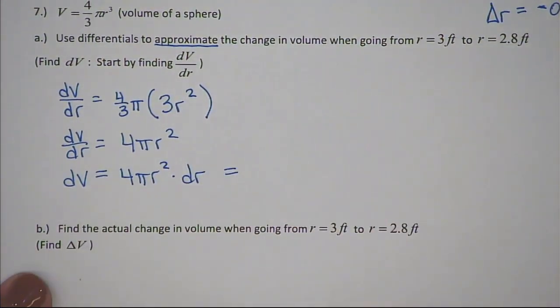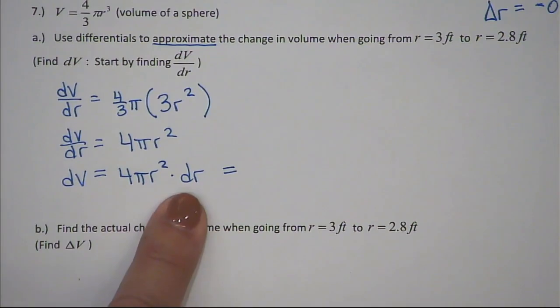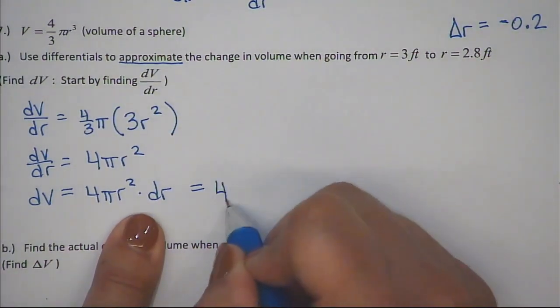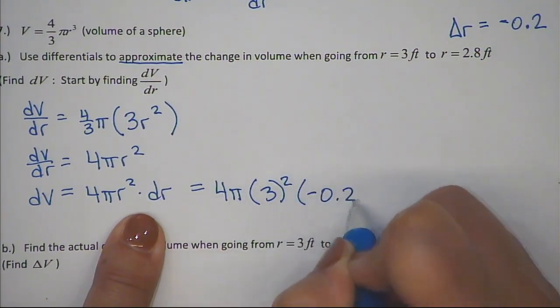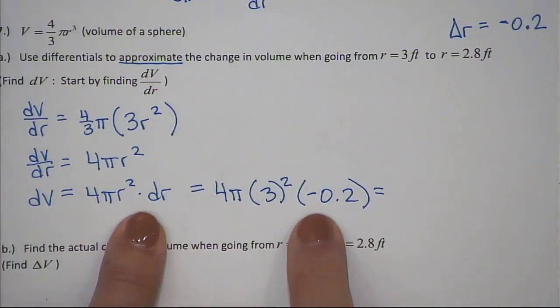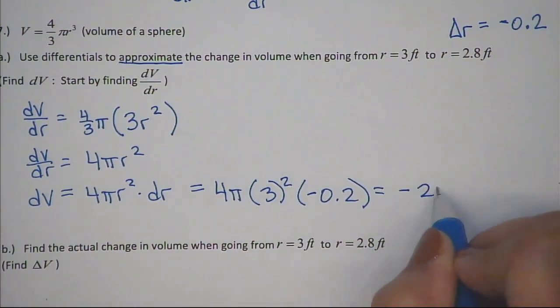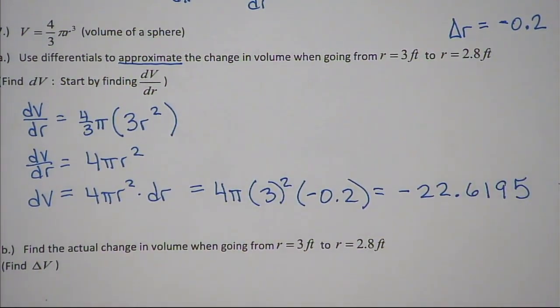So now I can plug in the radius of 3, the original radius, and the change in the radius, which was negative 0.2, and I can find this. So 4 pi times 3 squared times negative 0.2. We're just plugging those numbers into our approximate change in volume. Approximate change in volume is negative 22.6195.